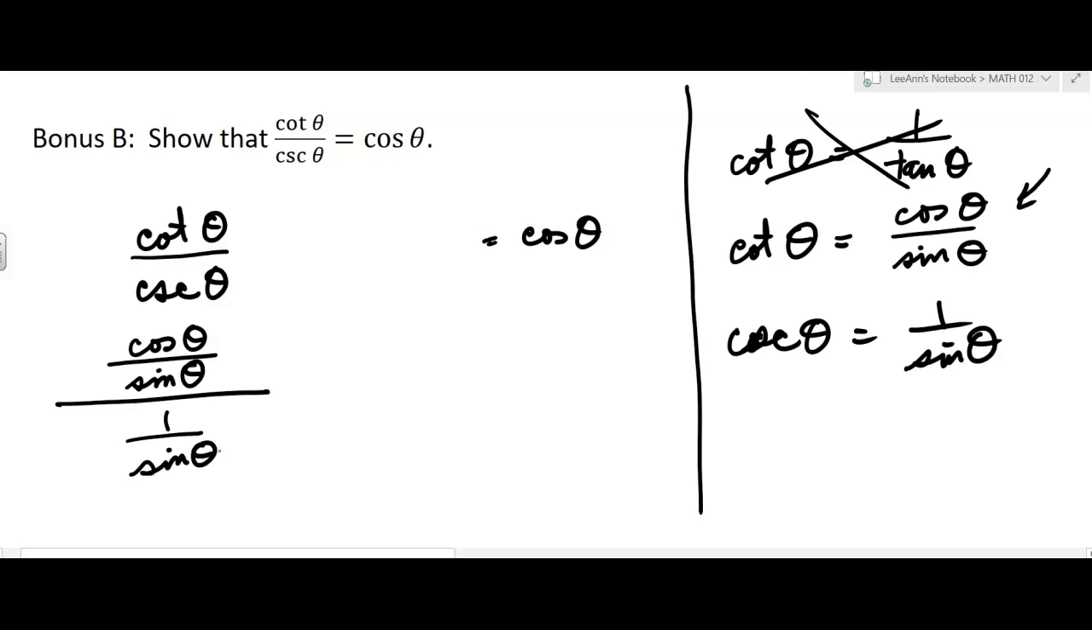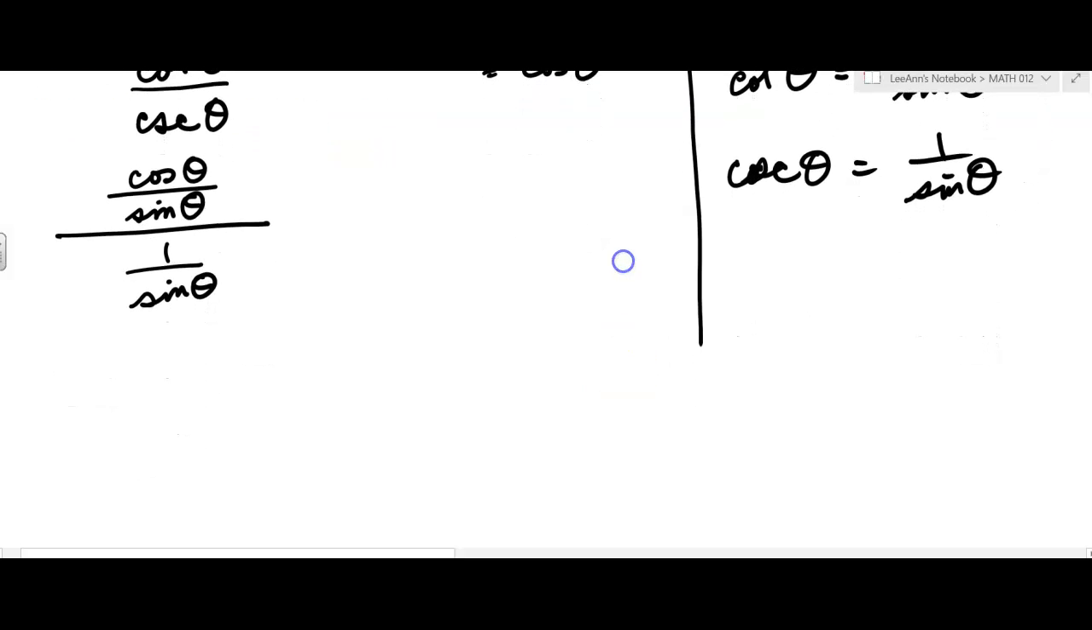Now I'm going to use the definition of division, right? You multiply by the reciprocal. So cosine theta over sine theta times sine theta over 1. Oh, this is looking good.